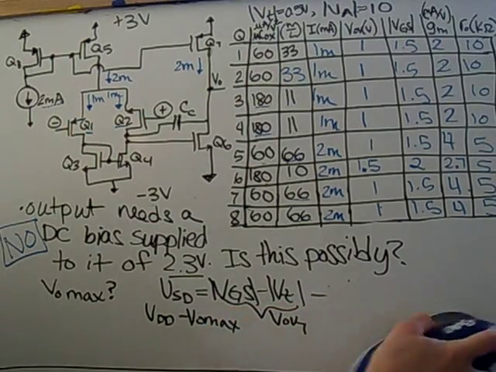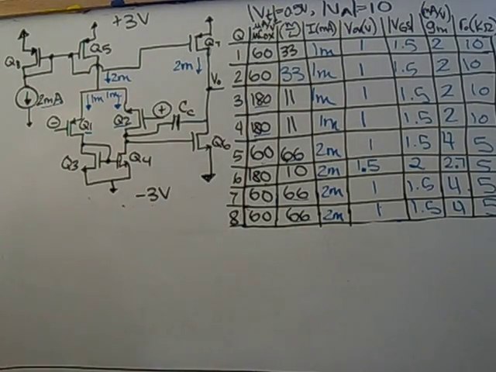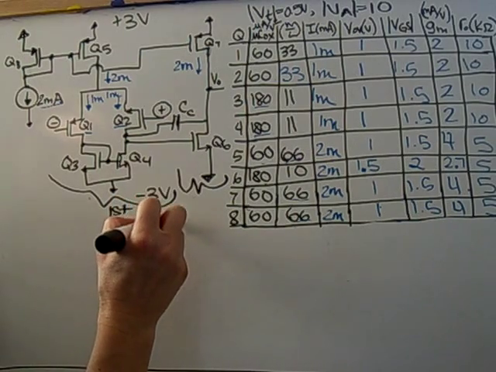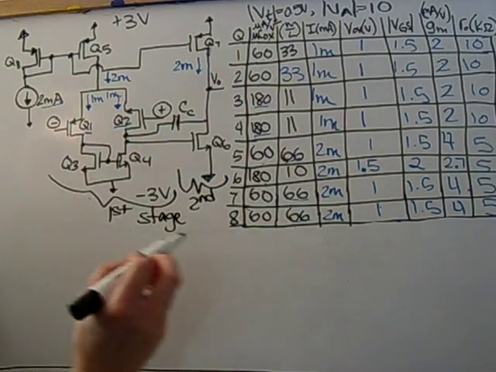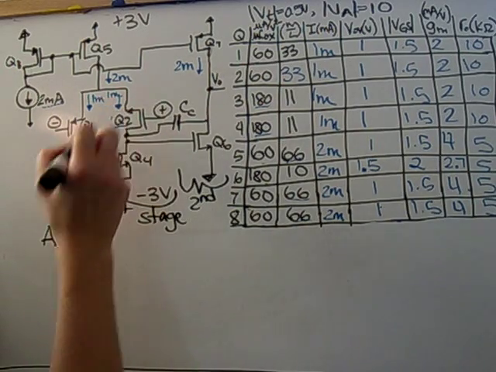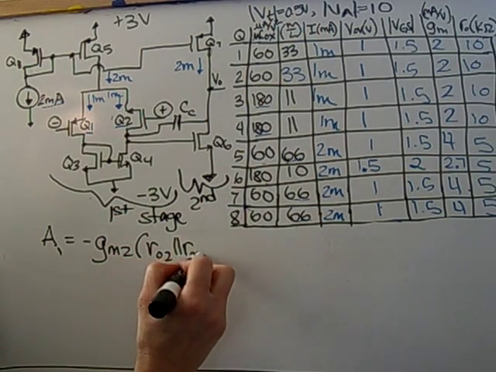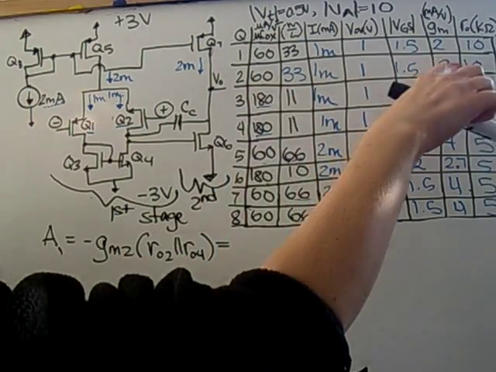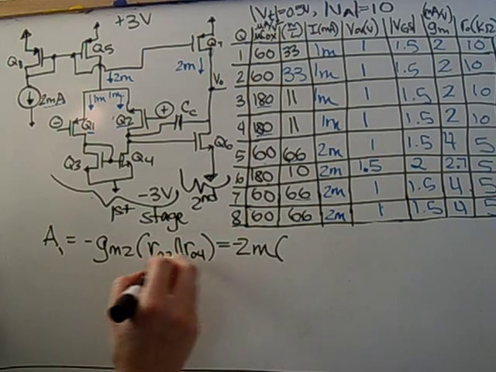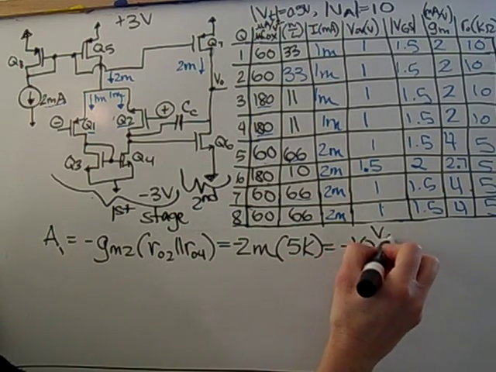Another thing we want to find in this is the overall gain. So the overall gain is the gain of the first stage, A1, and the gain of the second stage, A2. So this is your first stage, and this is your second stage. The gain of the first stage is a differential op-amp, so that is determined by the gm2 of this transistor. So RO2 in parallel with RO4 is the output resistance. In this case, gm2 is 2 milli, and RO2 and RO4 are the same, and they're 10K. So 10K in parallel with 10K will be 5K. So we get a minus 10 volt per volt.